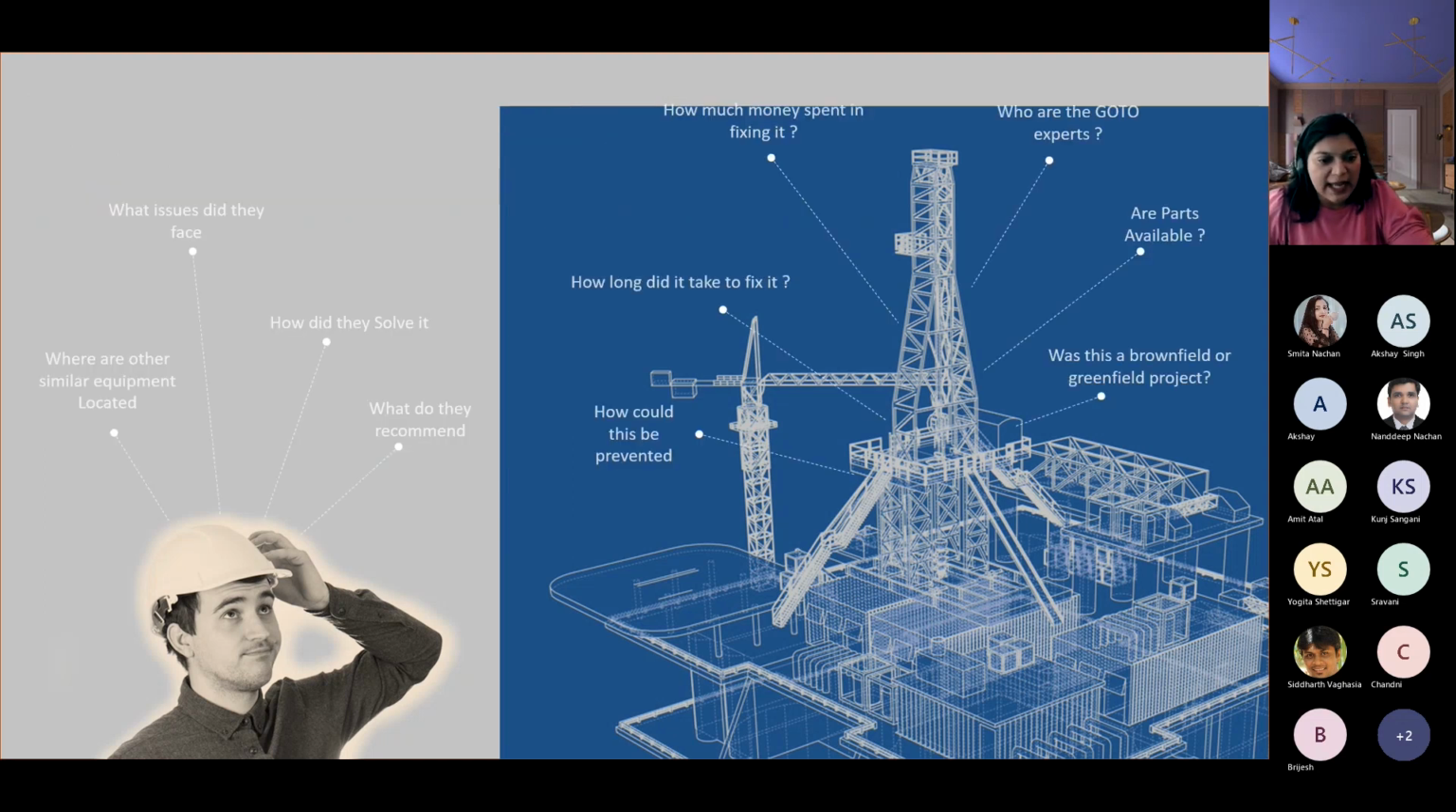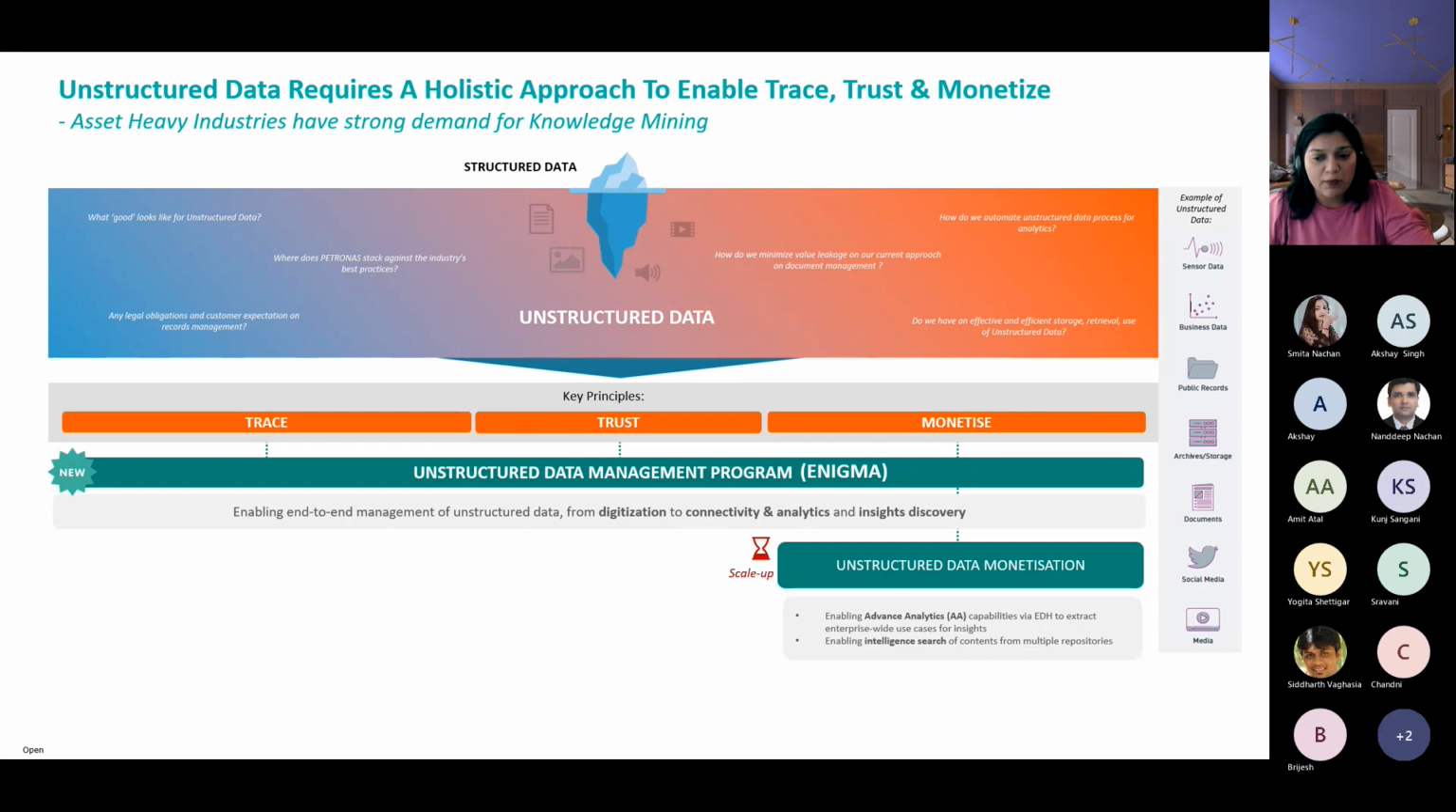So he has questions like, if I'm planning a project, what issues did the previous project managers face? What do they recommend? How do they solve it? And what equipment was used? How could some equipment issue be prevented? How long did it take to fix some issues? Who are the experts? What are the spare parts available? So many questions which he needs answered, right? Which means unstructured data requires a holistic approach to be able to trace, trust, and monetize it.